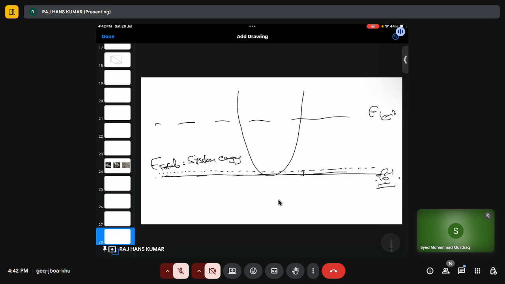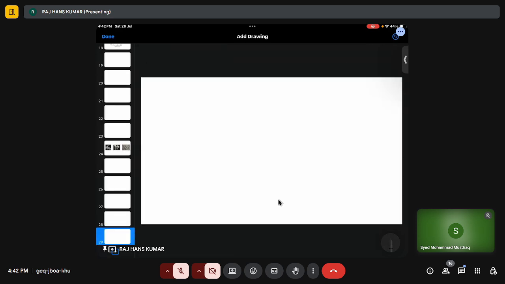Now moving on to the nanoparticle. Now here comes the crazy part. This is my total energy, this is my base energy, this is my energy.